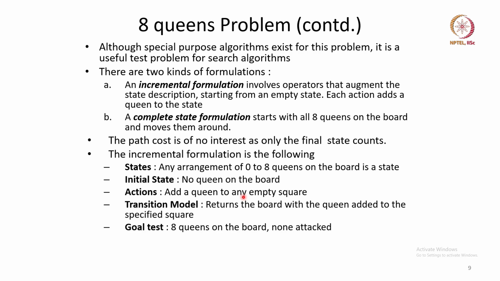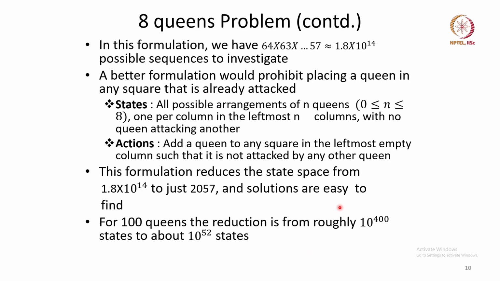And the transition model returns the board with the queen added to a specified square. And what is your goal test? You see if there are 8 queens on the board and that no queen is attacking any other queen. So this is the formulation as far as the incremental formulation is concerned. So how many possible sequences are there to investigate? Since you have 64 squares, you have 1.8 into 10 to the power of 14 possible sequences to investigate.